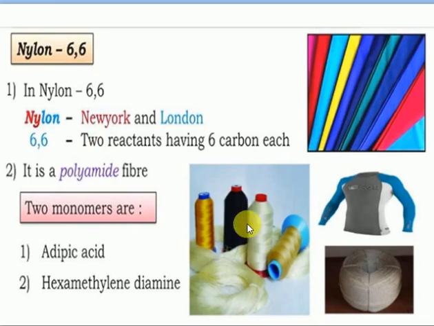Then you could consider these nylon threads. You can see very clearly swimming suits are also there. Consider this also nylon only. This cloth is also nylon only. Generally, nylons have amide linkages only.